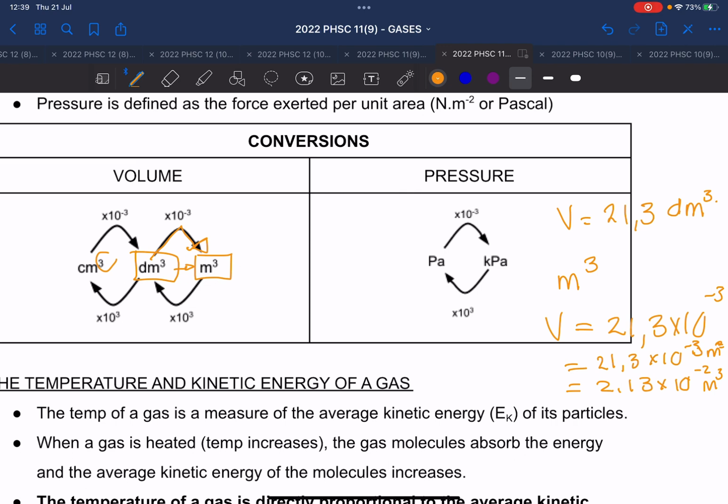Okay, does everyone understand? So for pressure conversion, when you go from Pascal to kilopascal, you times 10 to the minus 3, or else you divide by 1,000. From kilopascal to Pascal, times 10 to the power of 3, or times 1,000.